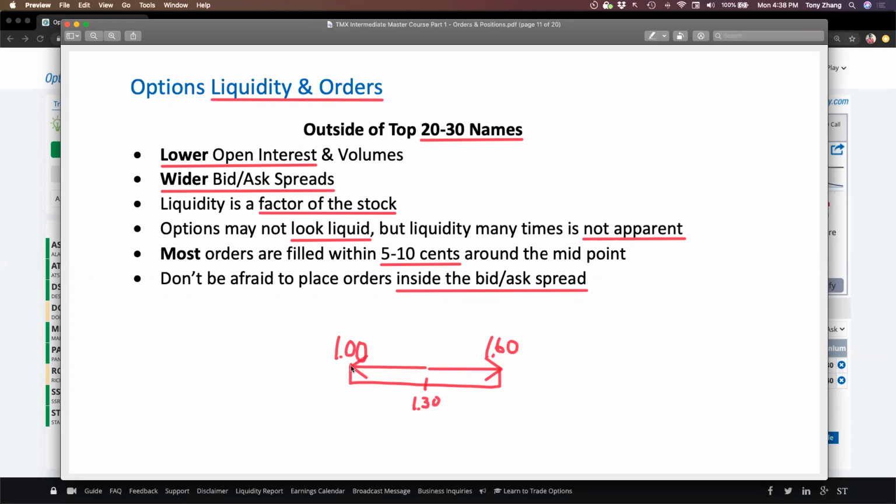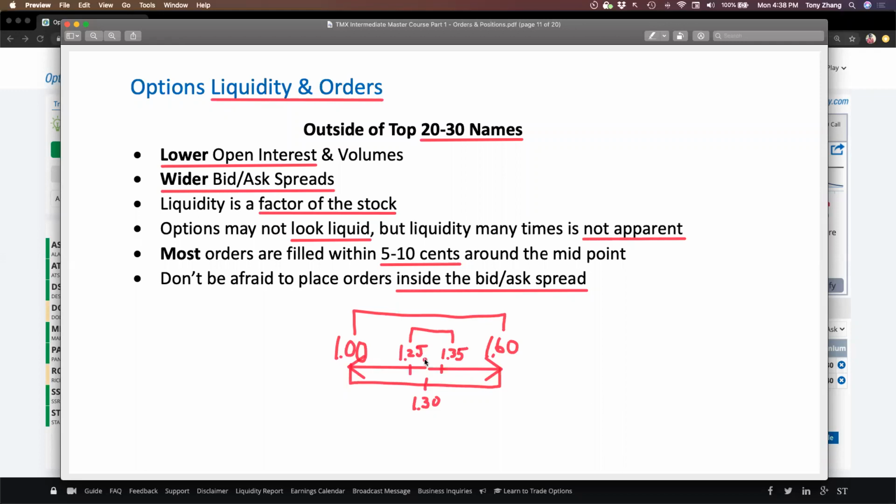Now, this might look like a very wide spread, but what we tend to find is that if you look at executions, they tend to happen within a fairly narrow range, maybe $1.25 to the downside and maybe $1.35 to the upside. So even though these are quoted very wide, the actual executions happen in a much narrower range.